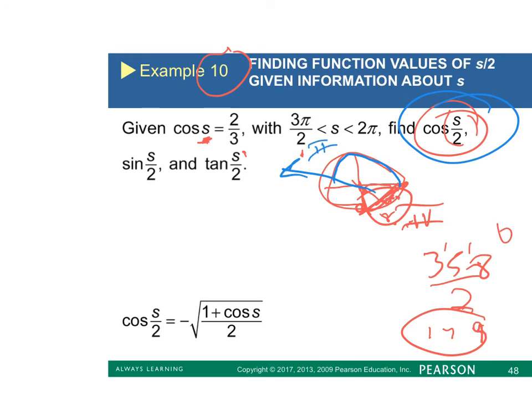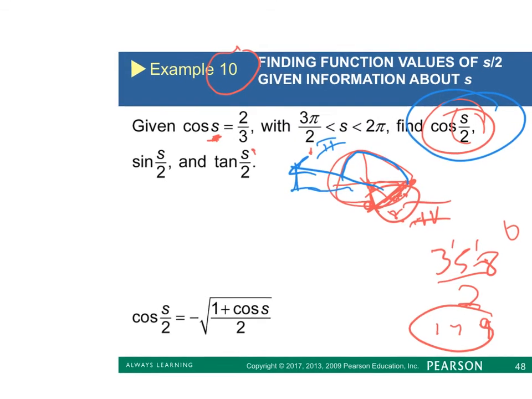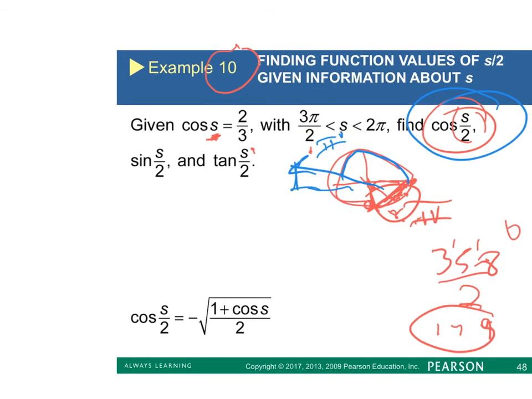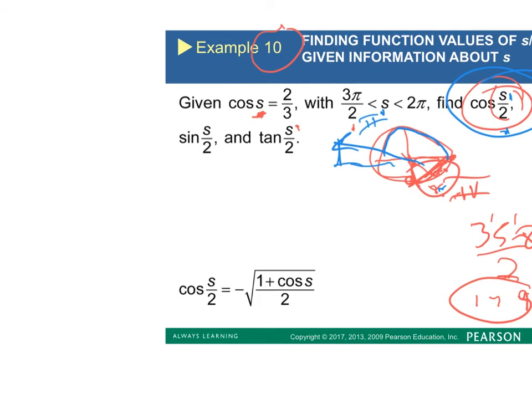Let's keep that in mind. We are actually in quadrant 2. Because S is in quadrant 4, half of S is in quadrant 2. He wants us to find the cosine, the sine, and the tangent. So I did give you the cosine. I guess we'll do that one first.